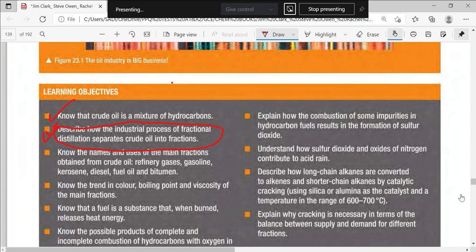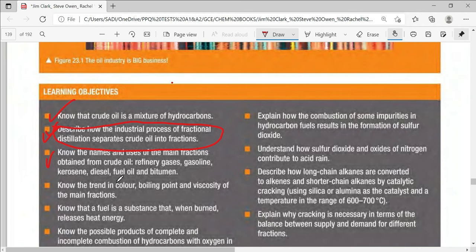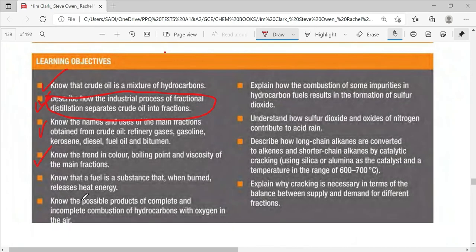Along with that, refinery gases, gasoline, kerosene, diesel, fuel oil, and bitumen. First of all, you need to be memorizing the names and then their uses. They're having solid marks. Know the trend in color, boiling point, and viscosity. Main properties are there for it.